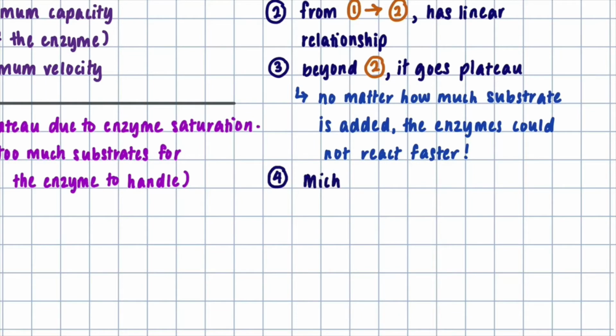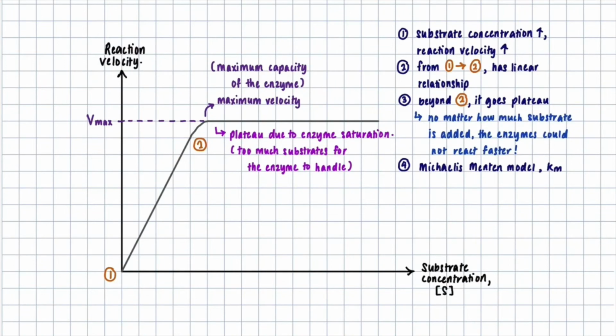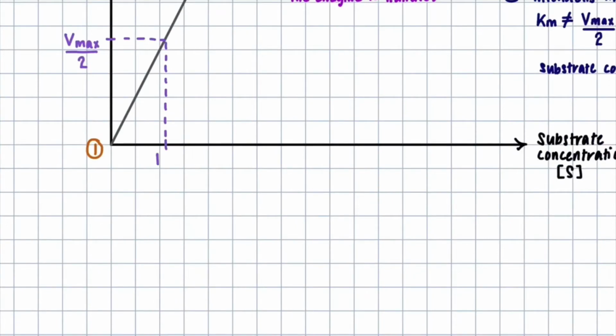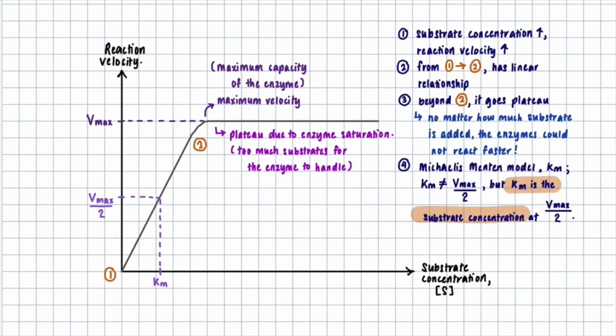From the Michaelis-Menten model, people often interpret Km as Vmax over 2, but that is not entirely correct. Km is actually the substrate concentration at Vmax over 2.